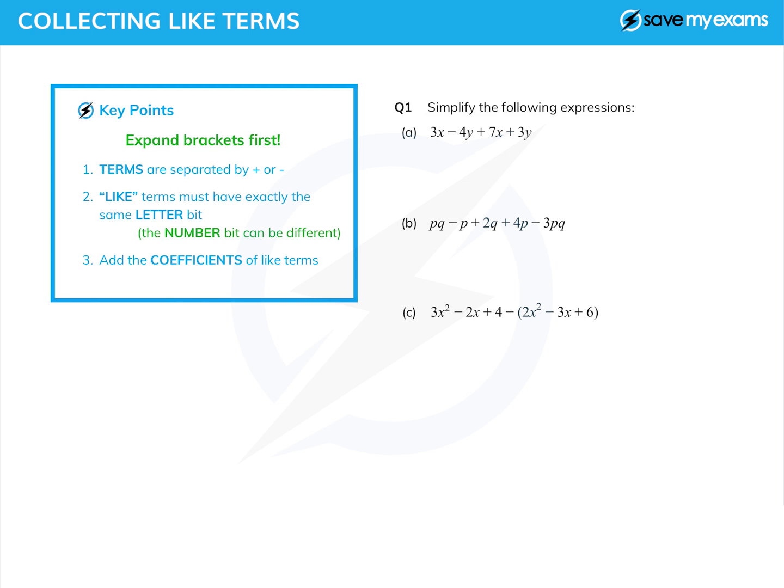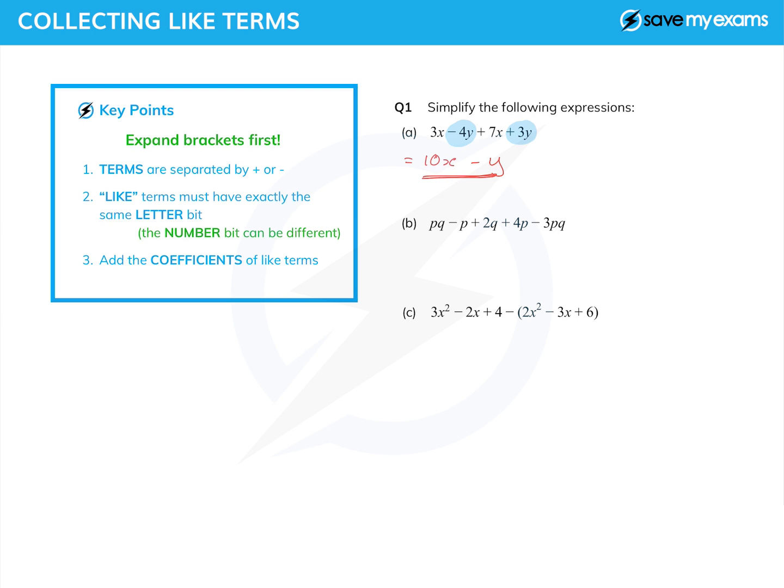1 part A, if we look at, we've got 3x and 7x. Those are the bits with the same letter bits. So we do 3 plus 7 is 10x. And then we have a look at the y's, and we've got minus 4y plus 3y. And if I take away 4y and add 3y, that's the same as taking away 1y. And so I have successfully collected the like terms there.